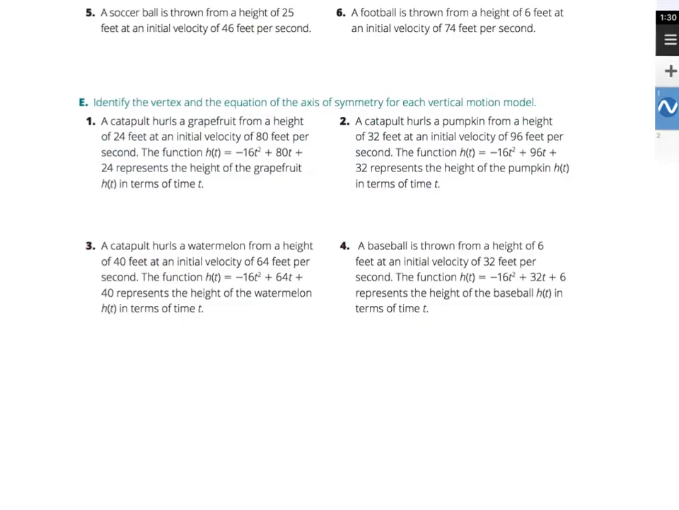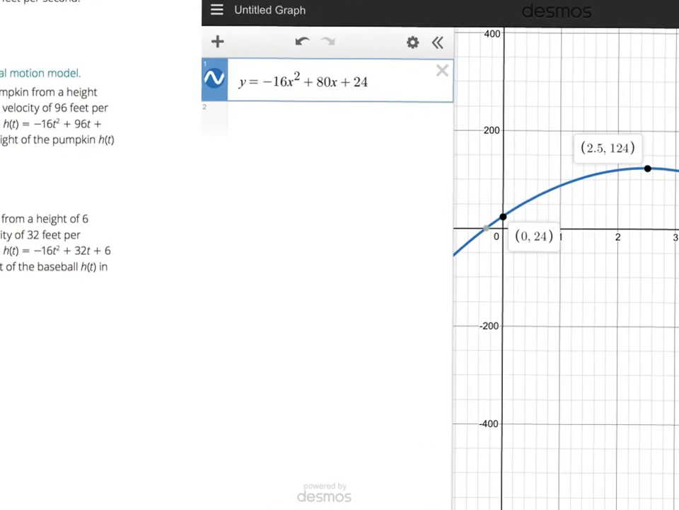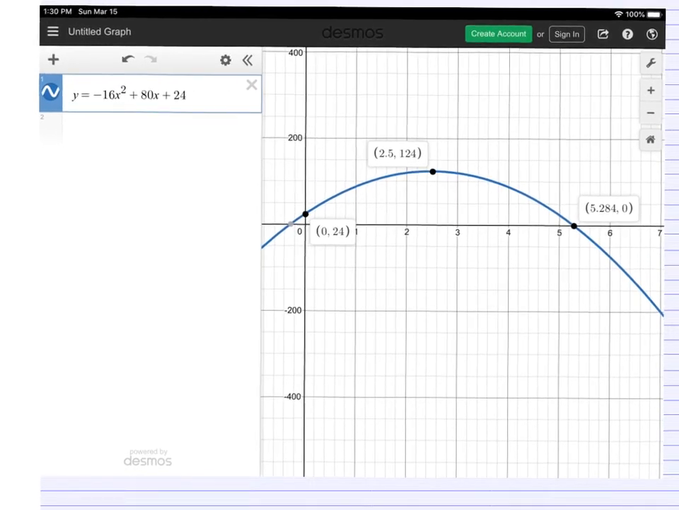All right, the last section: identify the vertex of the equation and the axis of symmetry for each vertical motion model. I think I have a screenshot of number 1 over here, but it says again, a catapult hurls a grapefruit from a height of 24 feet at an initial velocity of 80 feet per second. It gives us this equation right here. So I need the vertex and the axis of symmetry. So what I would do is graph that on Desmos, and I got an example of it right here. And again, my vertex is (2.5, 124).